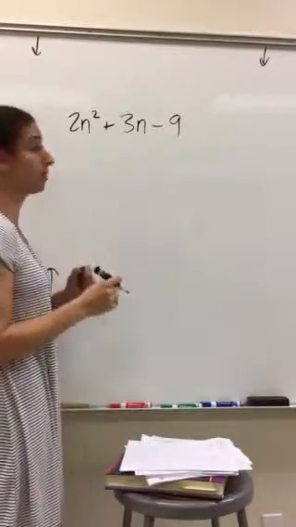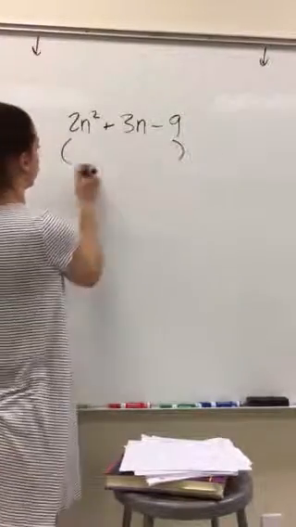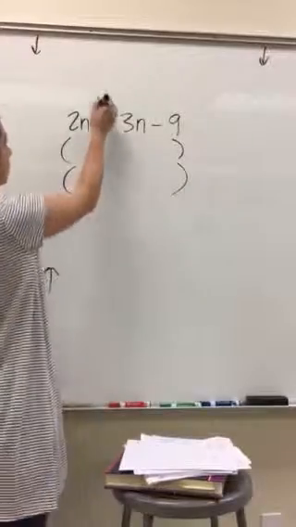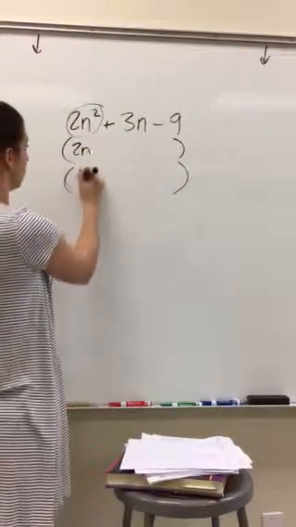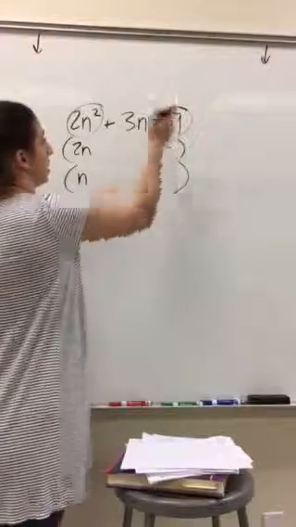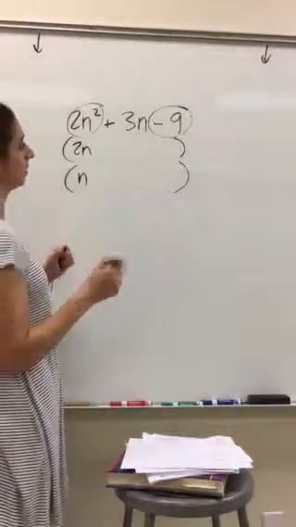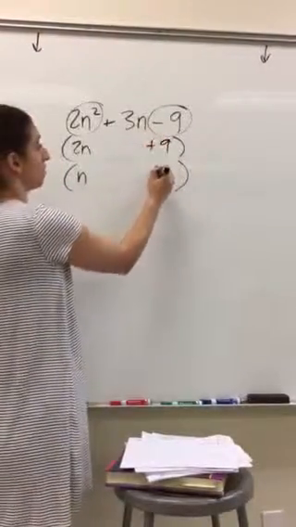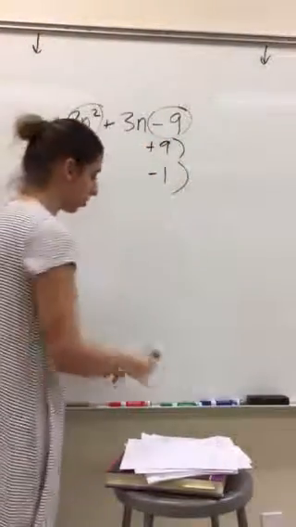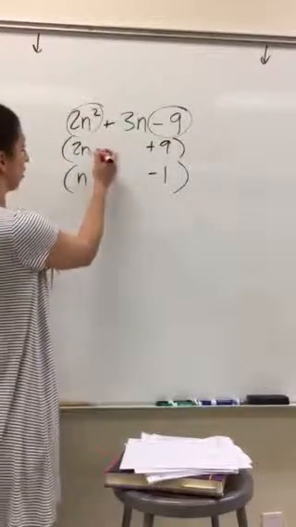Okay, so same thing. We're going to make our 2 sets of parentheses and guess and check. So 2 terms that multiply to 2n squared, 2n and n. 2 terms that multiply to 9. I'm going to guess 9 and 1. I want negative, so one's positive, one's negative. Now we're going to cross-check.